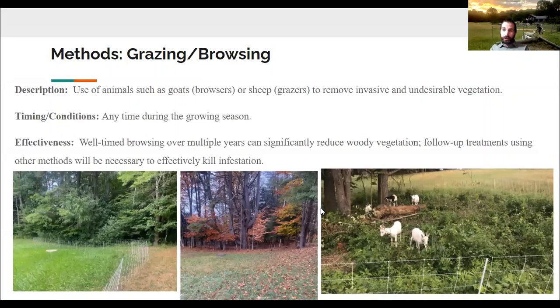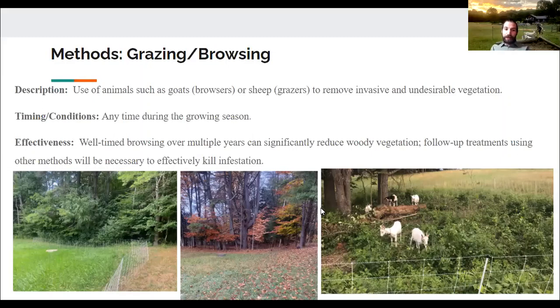I'm going to just quickly pause to say that everything I'm talking about with goats is based on personal experience, like over the last 3 years of managing goats on my property and within my neighborhood, and research that I've done. I'll talk about the research in just a moment.